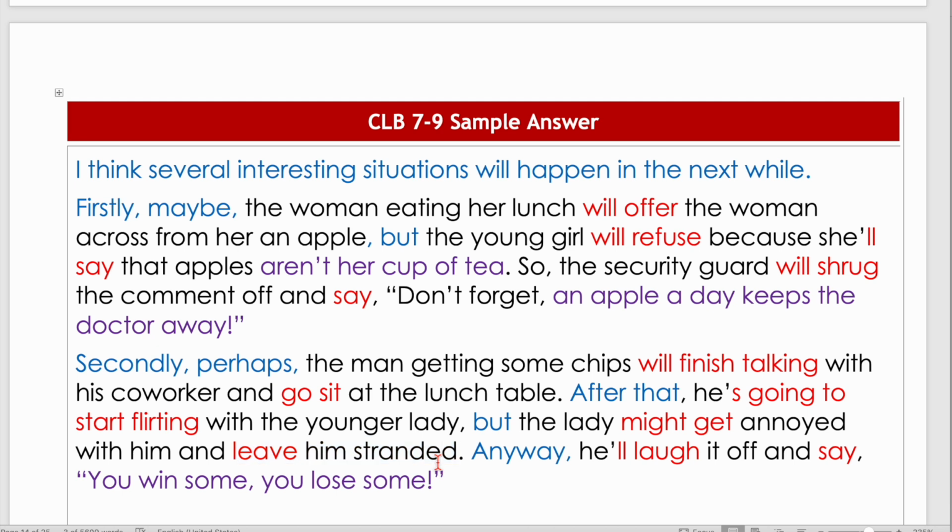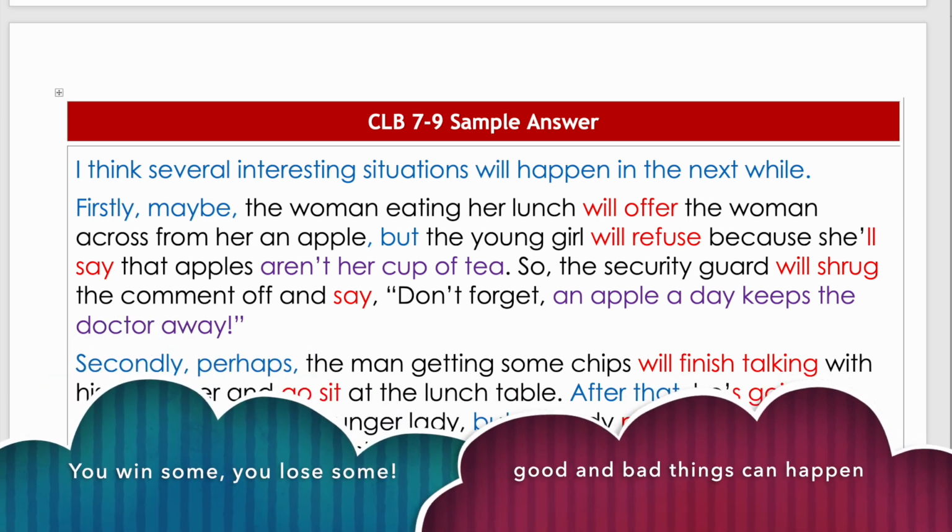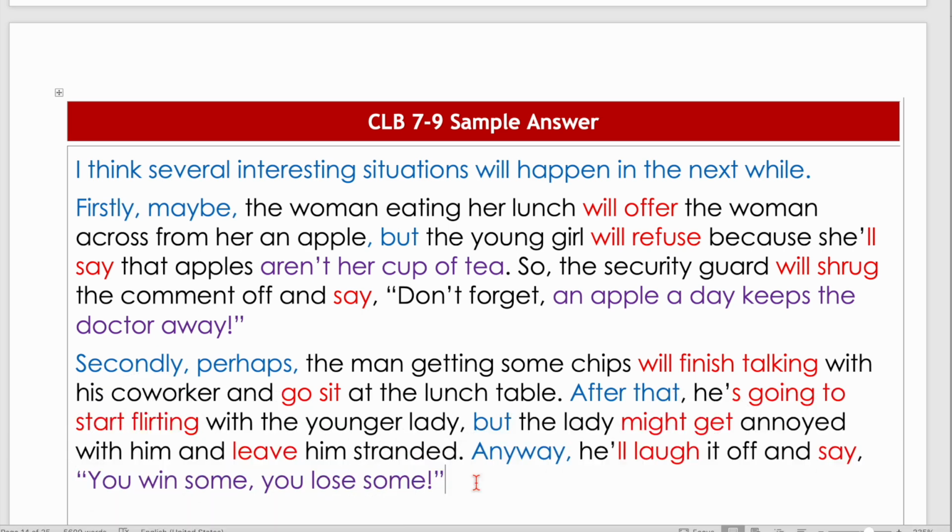Okay. Interesting. Anyway, he'll laugh it off. He'll say, oh, okay. Haha, she left me. And he'll say, you win some, you lose some. Wow, that's another good expression here. It's 3 expressions. Anytime we can use expressions, that's great language.